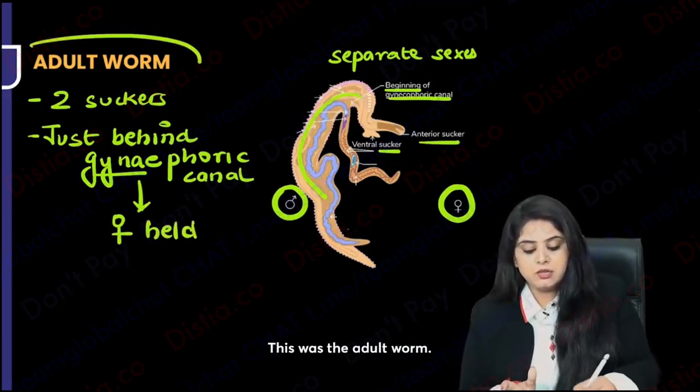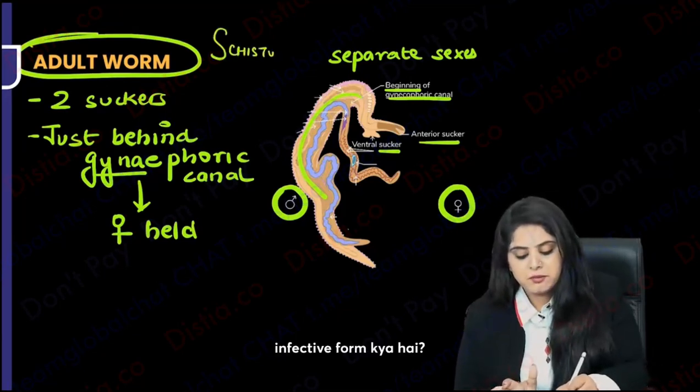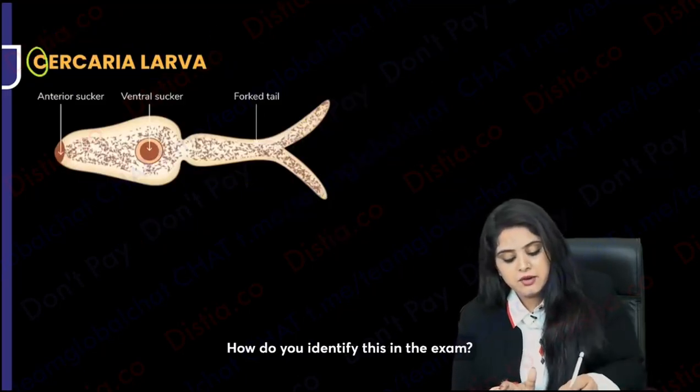Okay, this was the adult worm, but tell me one thing. For schistosoma, what is the infective form? Cercaria larva or metacercaria larva? Cercaria larva. How do you identify this in the exam?